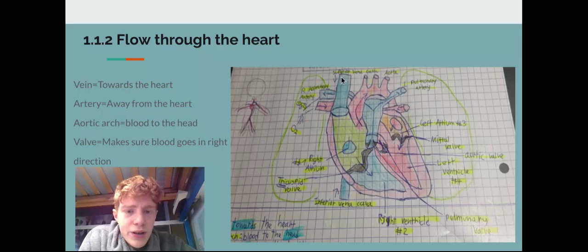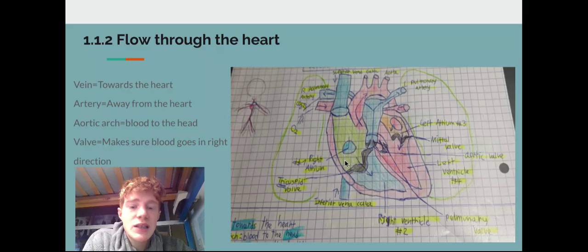Here you have the superior vena cava and the inferior vena cava. These are very important veins because they are the main distributors of deoxygenated blood to the right atrium. So these collect blood, and the deoxygenated blood comes into the right atrium, right here, and continues through the tricuspid valve into the right ventricle. This here is the right ventricle. So, vena cava collects blood through the right atrium, through the tricuspid valve, into the right ventricle.